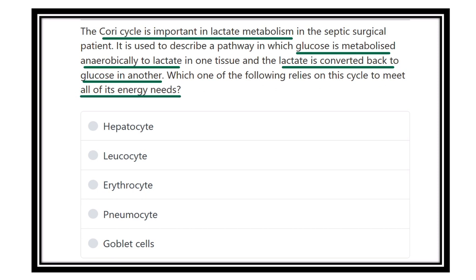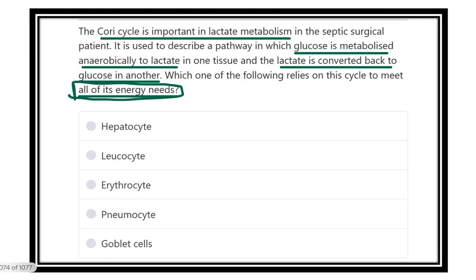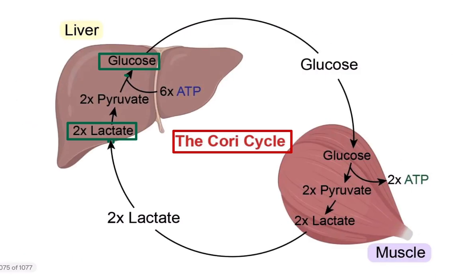So it is one of the direct questions: which of the cells needs this Cori cycle? Here are the options: hepatocyte, leukocyte, erythrocyte, pneumocyte, and goblet cell. So first of all, let's see what happens to glucose.